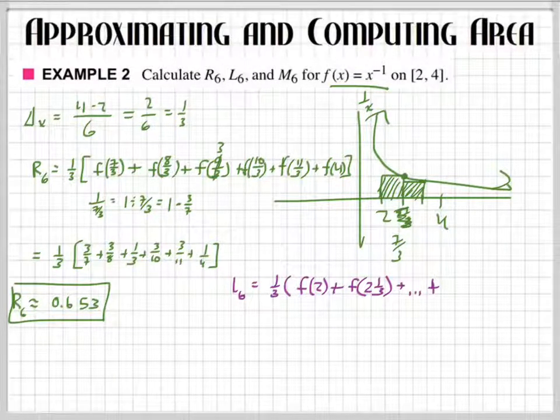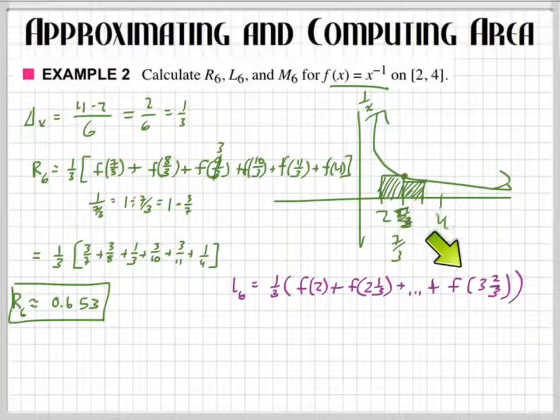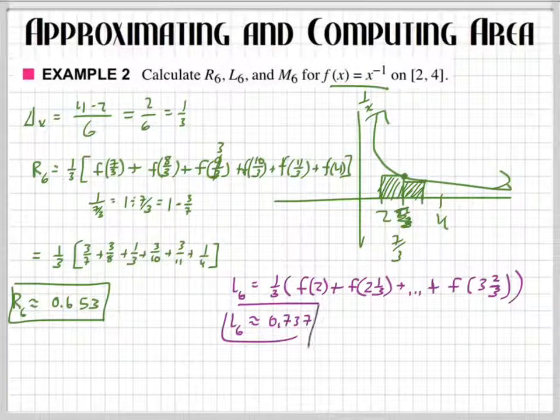At the end, we would not plug in f of 4, we would plug in f of 3 2/3, which is the last x value right before the 4. And so you do all that, and then you'll get another estimate. If you practice, L sub 6 is approximately equal to 0.737. So there's our L6, we have our R6, and then we have our M6.